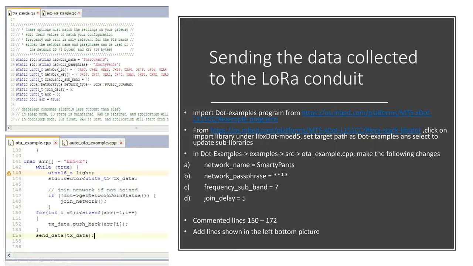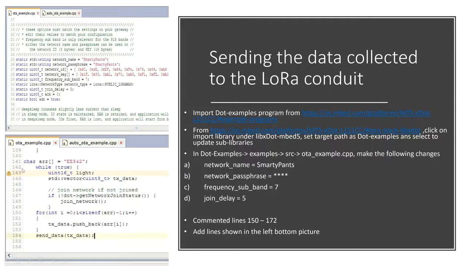Then in dot examples we went to examples src ota_example.cpp, and we made the following changes. So these changes were made in the code. As you can see, the network name is smarty pants, the network passphrase is smarty pants, and the frequency subband is 7, and the join delay is 5. So after doing that, we made these changes as well.